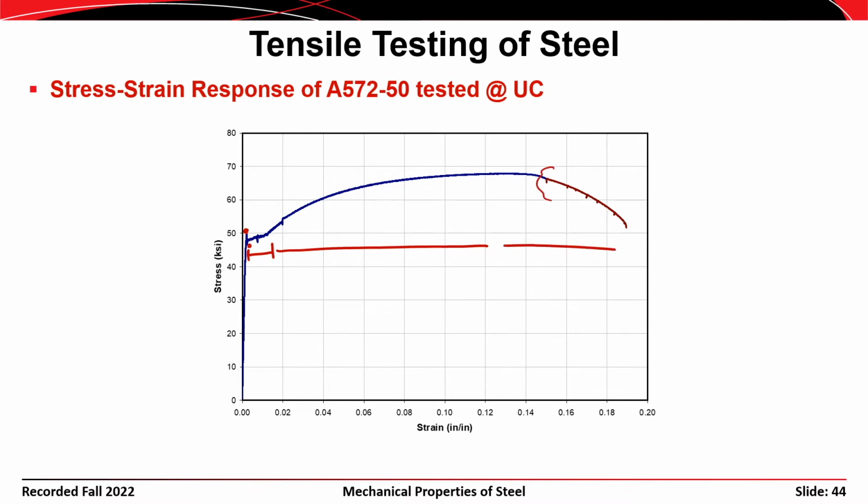This data is shown in a different color because we took the strain transducer off of the specimen at this point, because we didn't want the fracture of the specimen to damage the strain transducer or the extensometer. So we had to fit that in there using data from the displacement transducer in the machine, as opposed to using the extensometer.